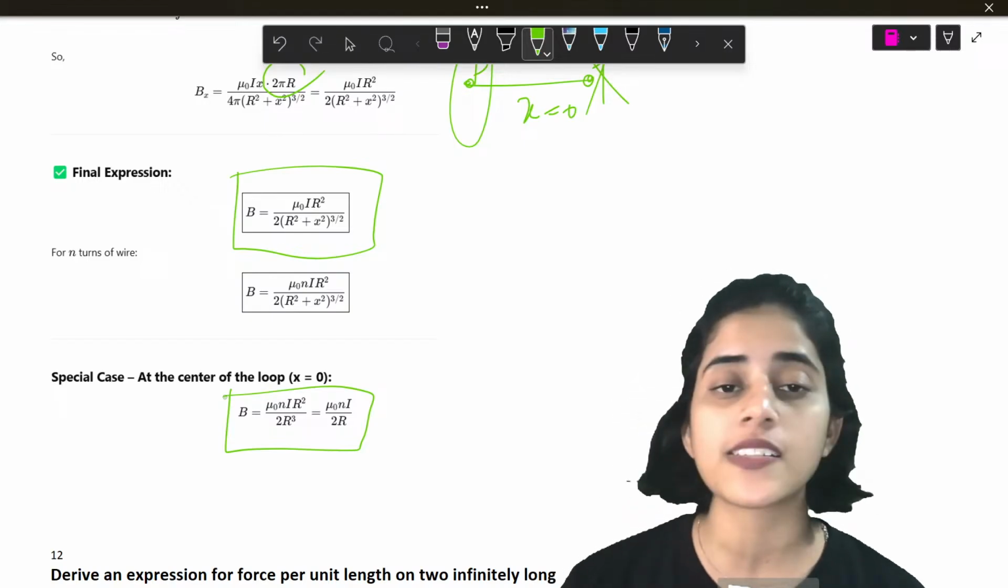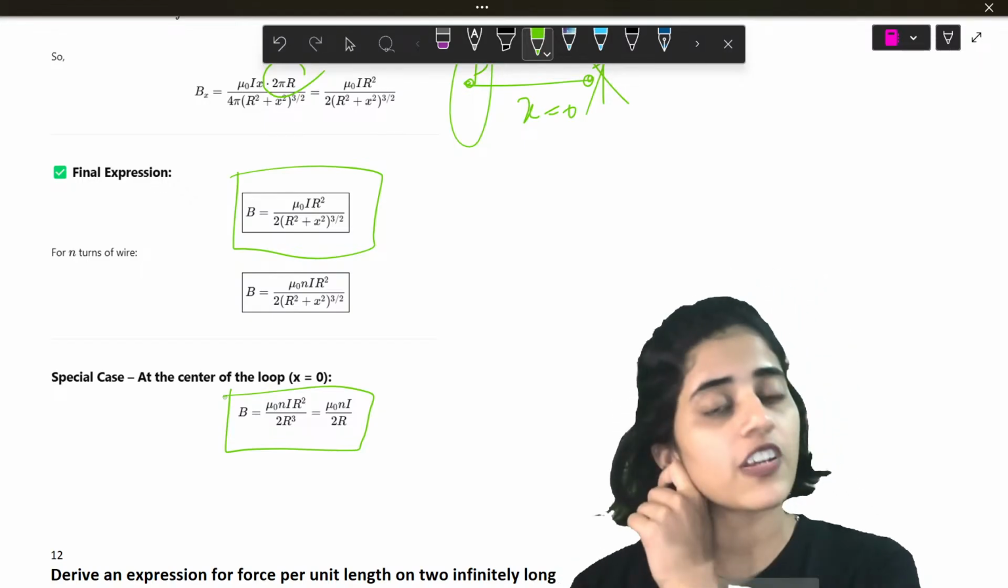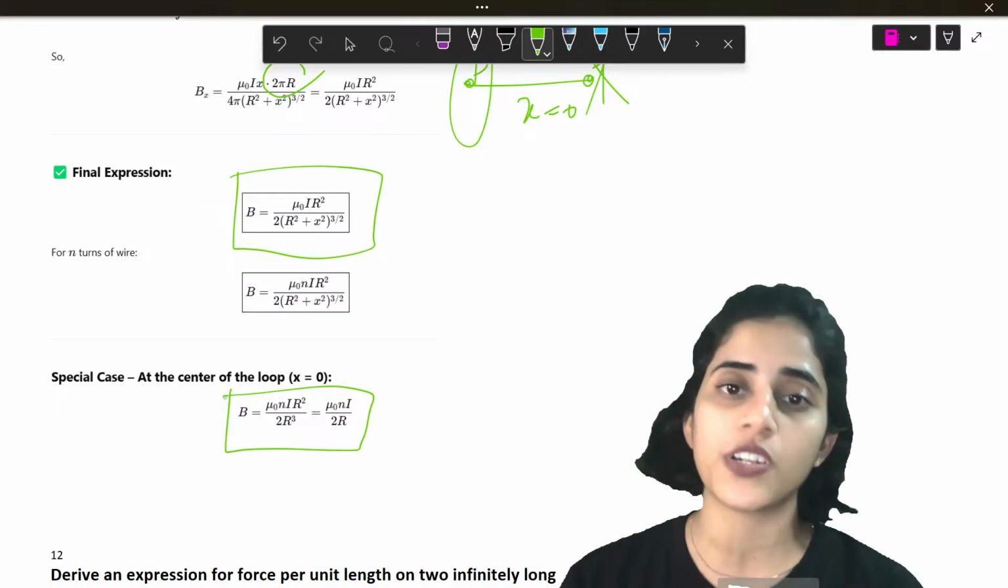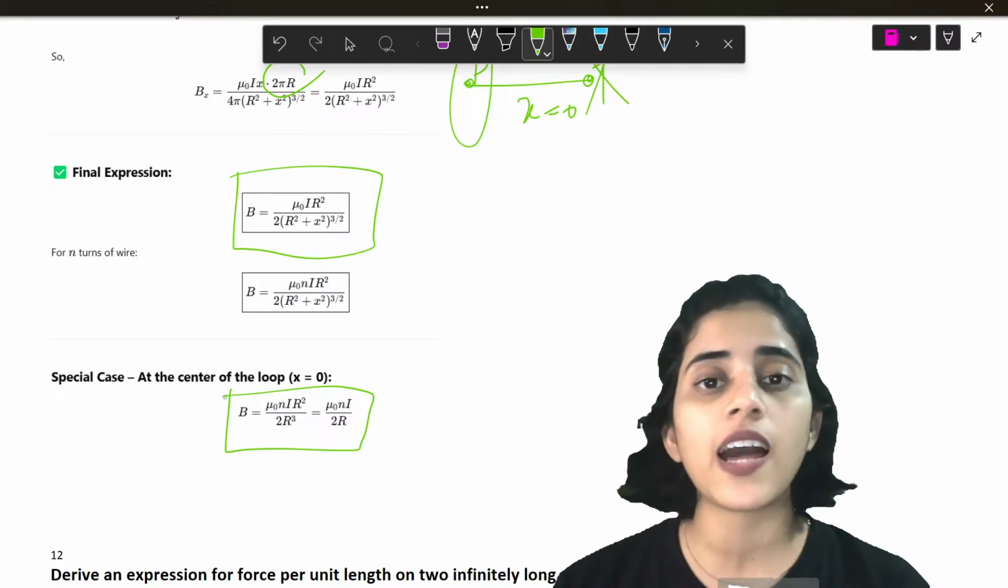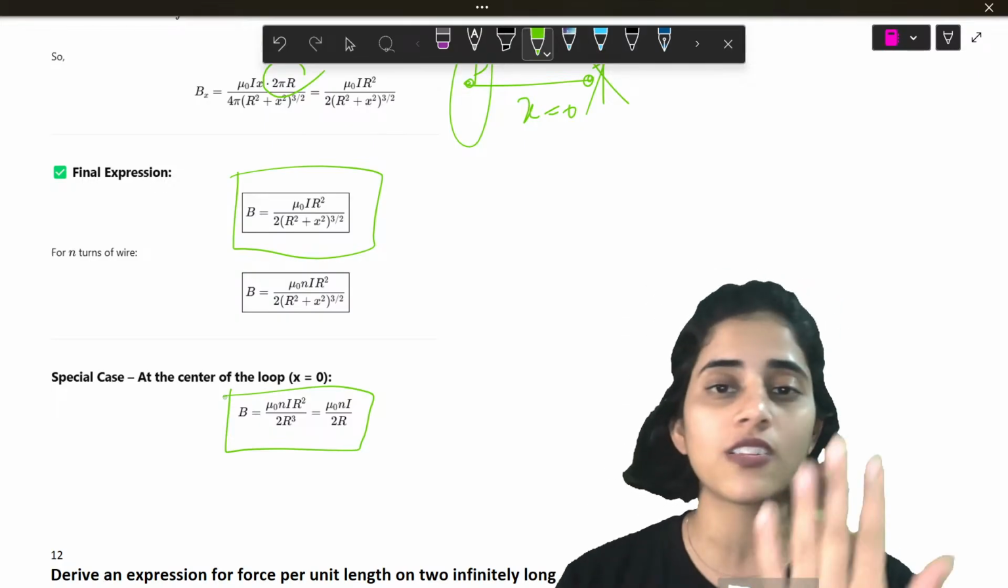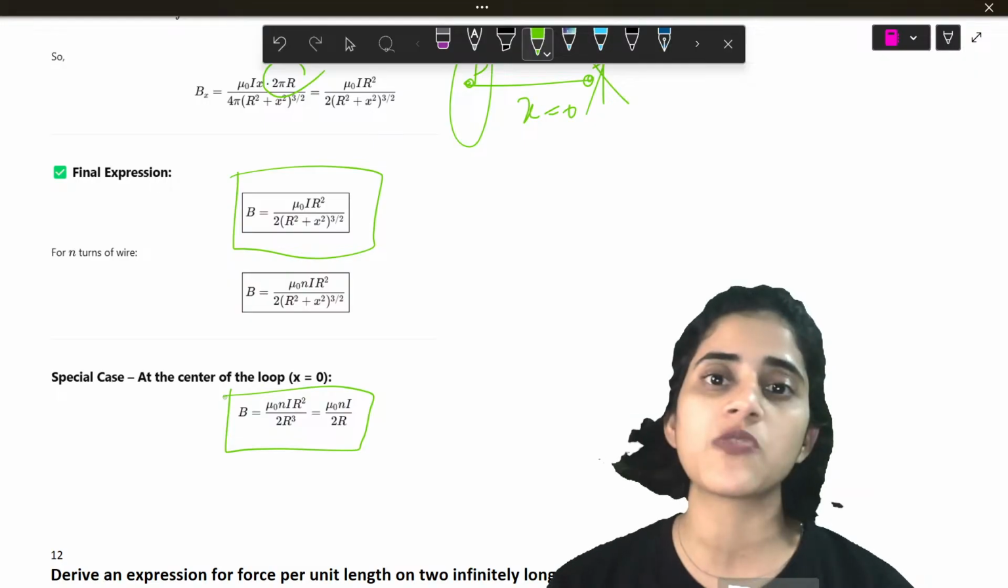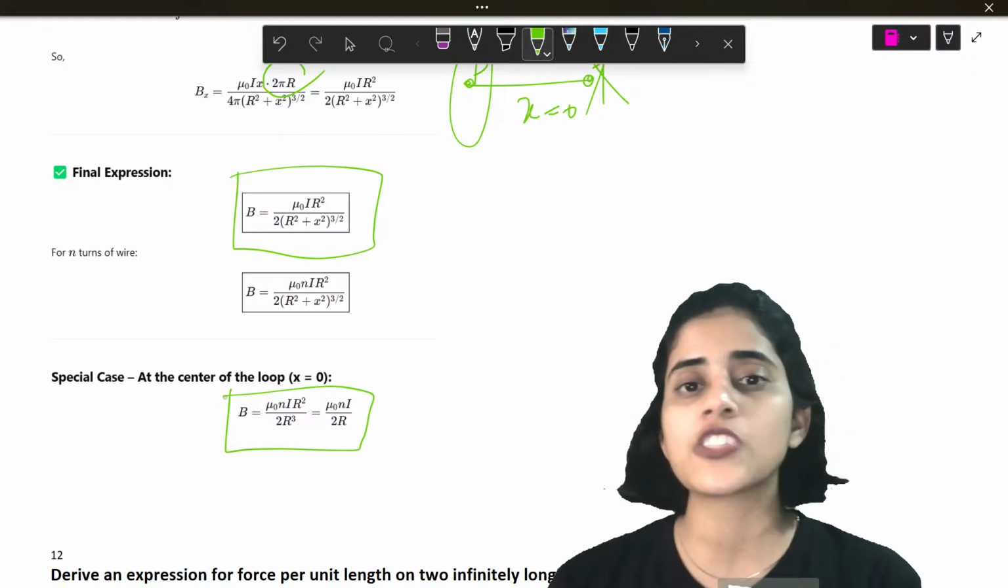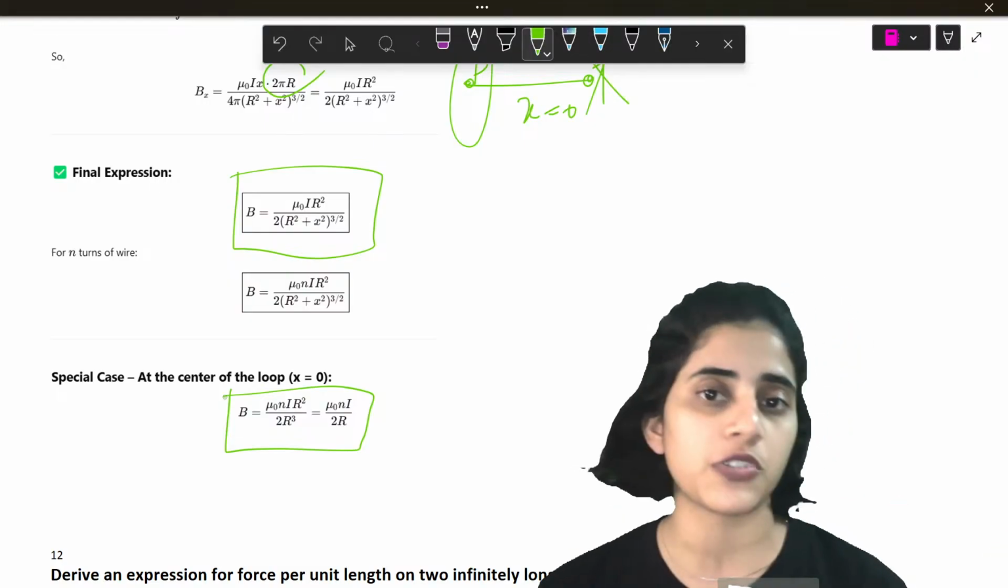Yes, the diagram is necessary to draw. For derivations like this, the diagram is very important. You can't just memorize the alphabets or the steps and write them. Otherwise, some teachers don't give any marks if the diagram is not there.